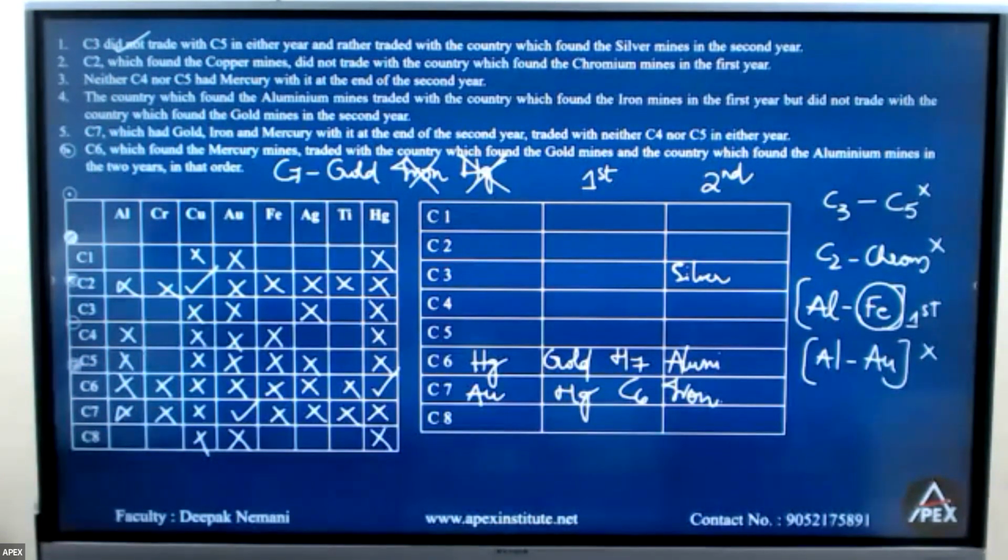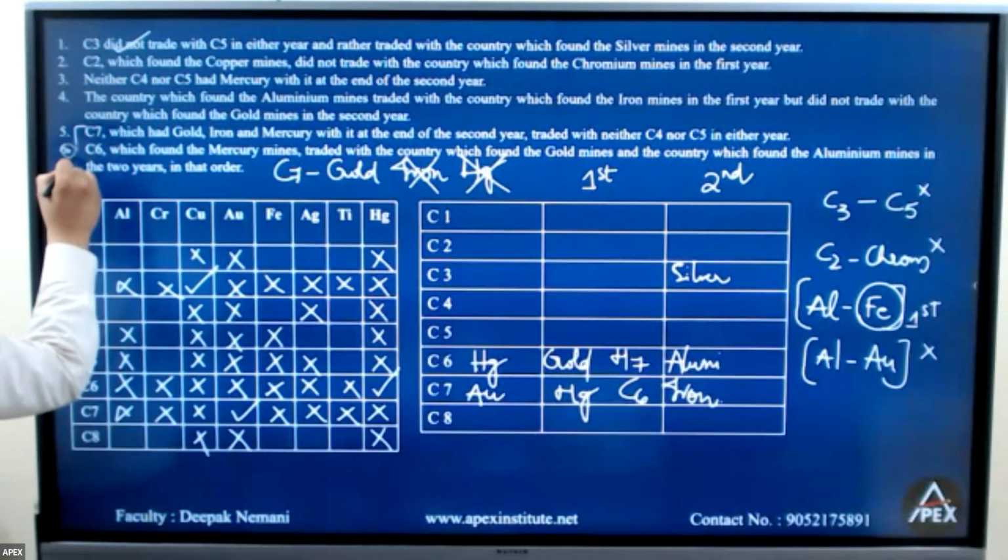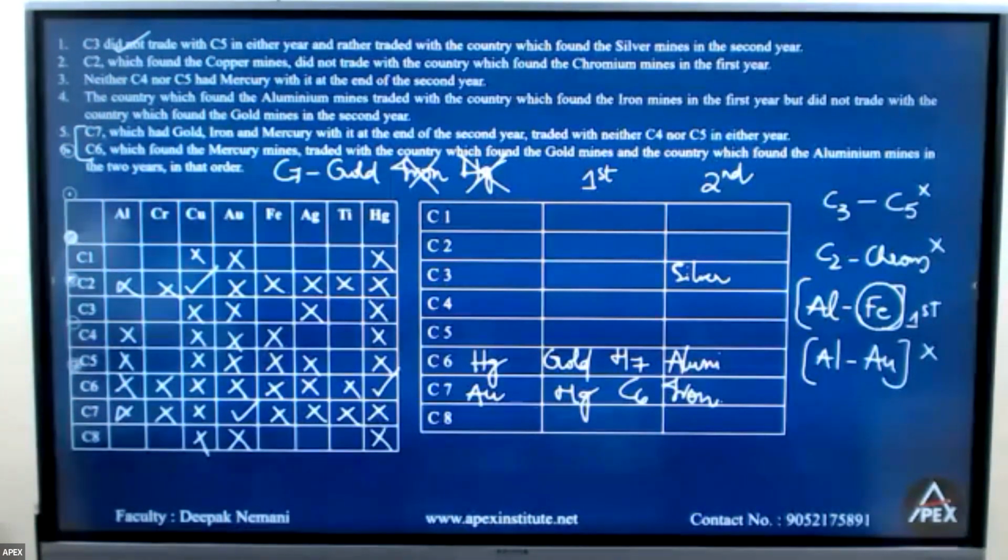Okay. C7 which has gold, mercury. So we have already considered these two. We will consider these two completely, right? Okay, not trade with C5 in either year and rather traded with a country which has silver mines in the second year. Okay, so did we miss any ticks anywhere? No. So C5 can be either chromium or titanium. Fine. So which can be gold? Okay, we need to see.